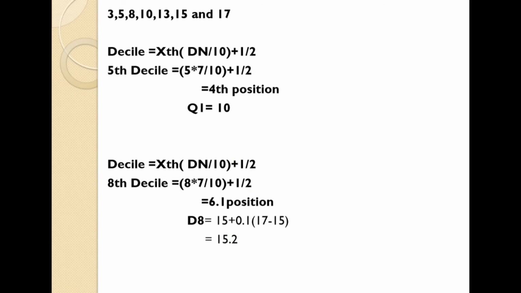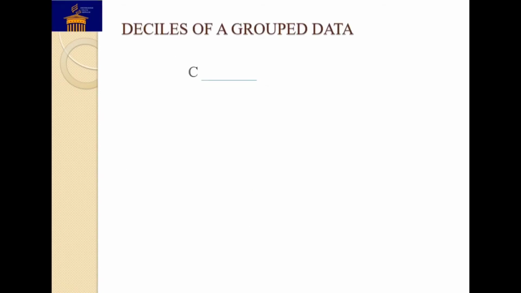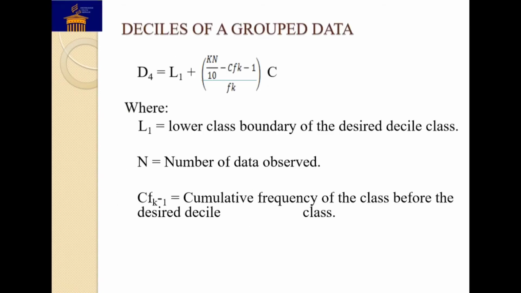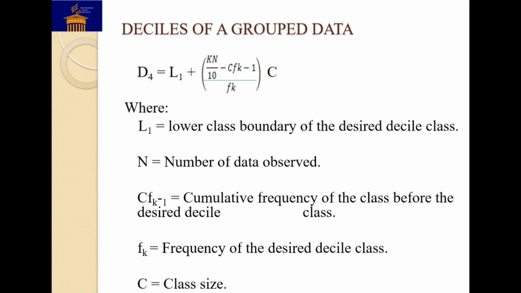So we move on to the deciles for a grouped data. When solving for the deciles of a grouped data, the way we solve is very similar to the way we solve for the quartiles of a grouped data. Now this can be written as Dn over 10 or Kn over 10. The symbol is immaterial, provided you are able to explain what the symbol represents.